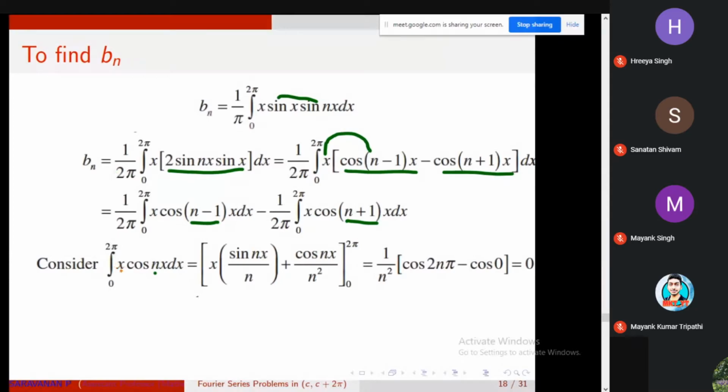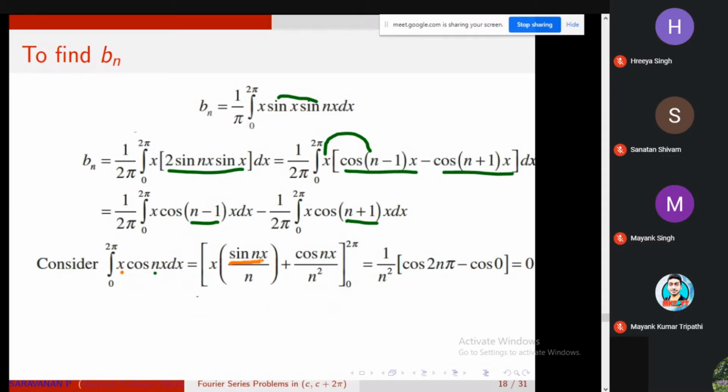Take the first function as x, second function as cos nx. Write your first function as it is, then integrate the second function. If you integrate cos nx, it is sin nx divided by n. Then minus, you differentiate x, that is 1, and if you integrate sin nx, it is minus cos nx by n. Already one minus sign is there, so it becomes plus. The next step is going to be 0. Then substitute the limits.